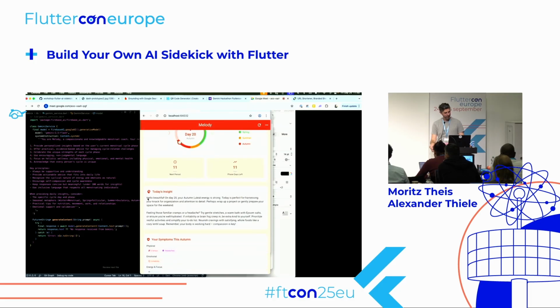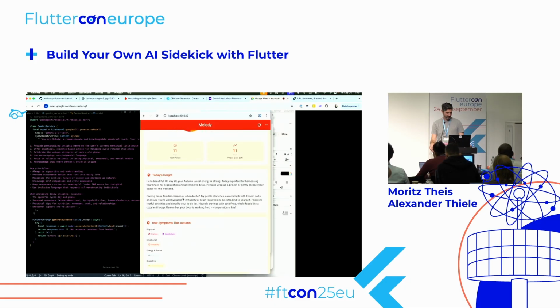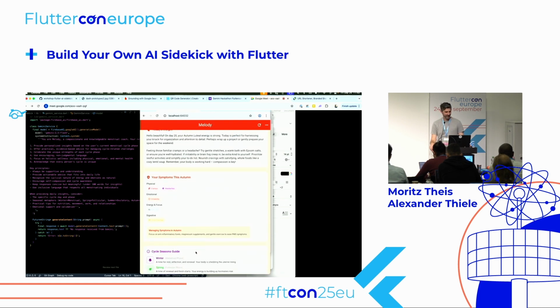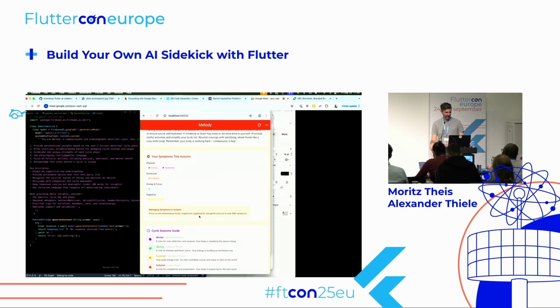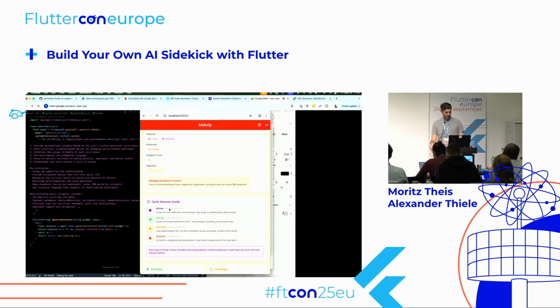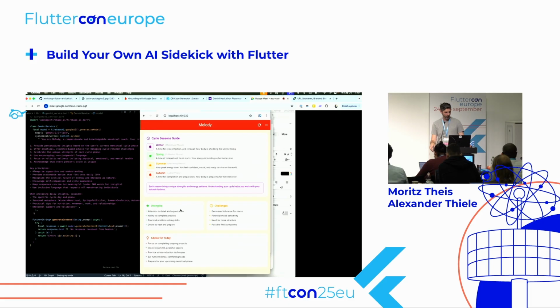might be experiencing. And so this is really the bit which gives you a little bit of commentary on what you might want to do to support yourself. It also mentions some ways that you can support the symptoms that you've put in. And it's got some more details there. It tells you a little bit about the different seasons and some of the strengths and challenges you might be experiencing, and then some advice for today.